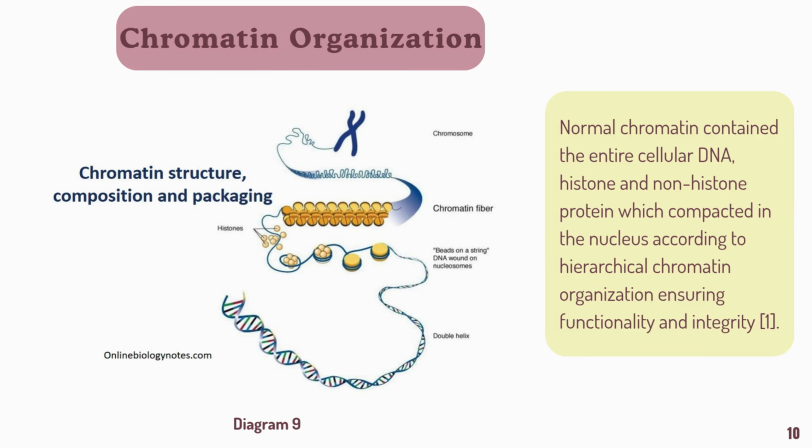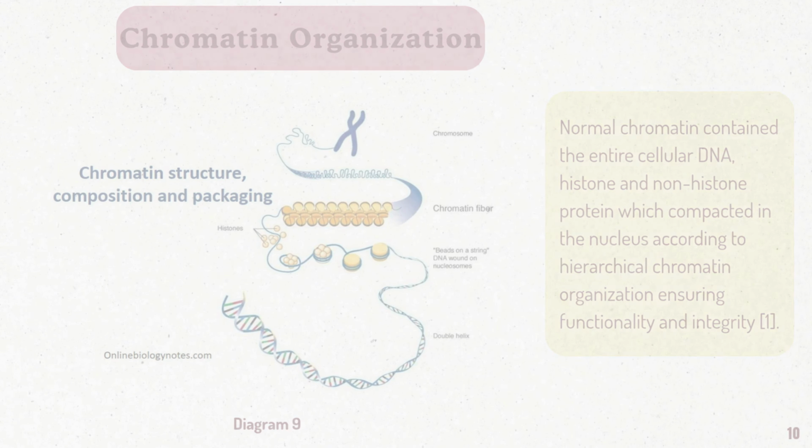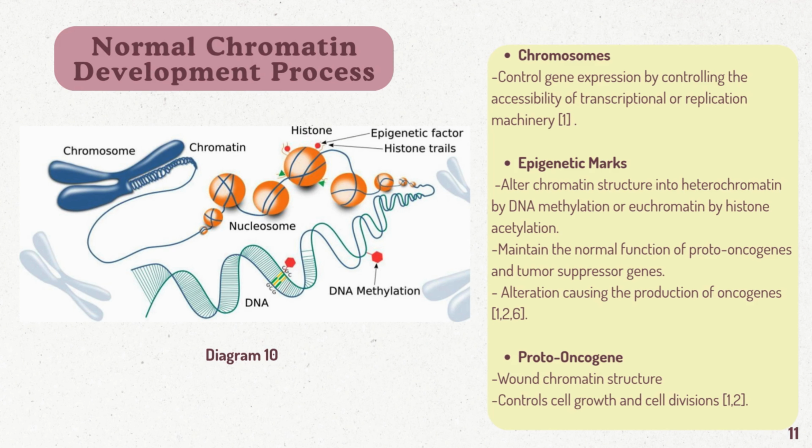Now, let's move on to the factors contributing to fine and evenly distributed chromatin. First, as has been discussed before, hierarchical chromatin organization plays an important role for the functionality and integrity of the entire cellular DNA. Then, move on to the normal chromatin development process. The first contributing factor is chromosome, which controls the gene expression by controlling the accessibility of transcription and replication machinery inside the nucleus. Second, epigenetic mark, which is a marker on the chromosome that will alter the chromatin structure into heterochromatin by DNA methylation or into euchromatin by histone acetylation.